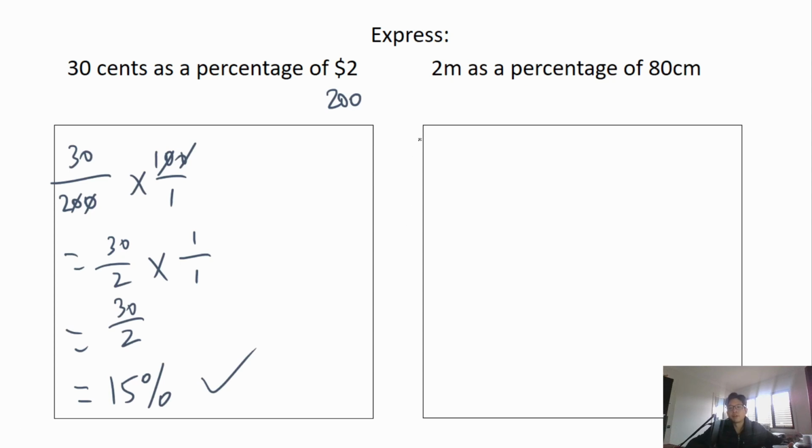And the next one, we have 2 meters as a percentage of 80 centimeters. Let's convert that into centimeters. It's 100 centimeters in a meter, so there's 200 centimeters in 2 meters. So 2 meters as a percentage of 80 centimeters, this one will be the numerator. So we have 200 over 80 times 100 over 1.